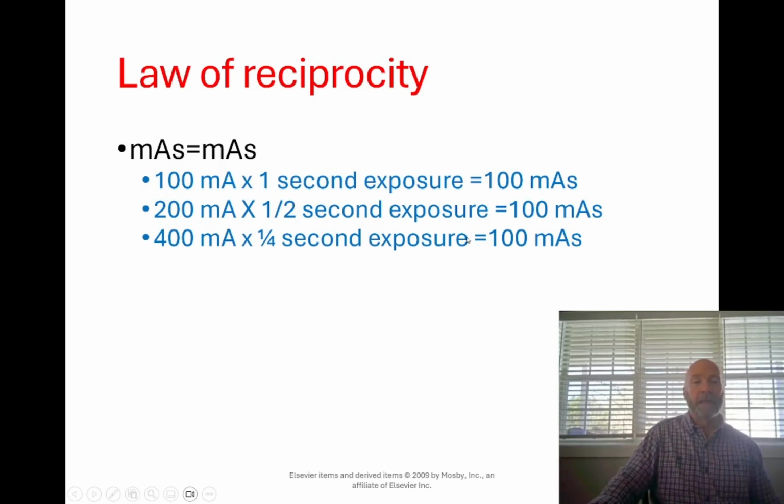So as long as your machine is calibrated properly, all of those 100 mAs values should be identical. Nothing else matters. All of that should be the same value. So let's say you make an exposure at 75 kVp at 100 mAs using 100 mA at 1 second.